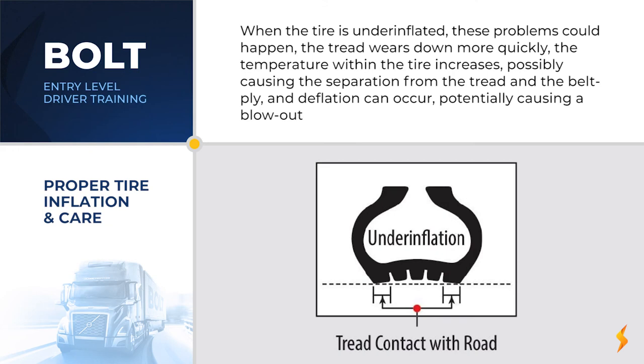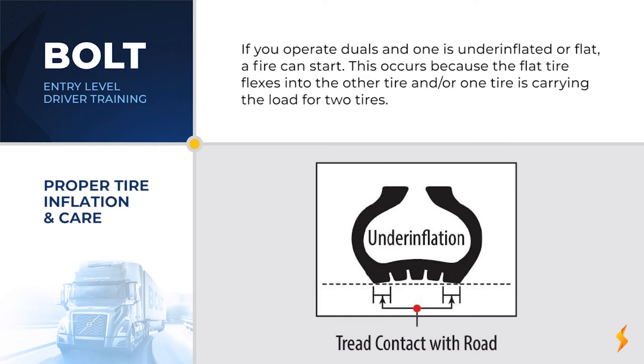When a tire is underinflated, the following can happen. The tread wears down more quickly. The temperature within the tire increases, possibly causing the separation of the tread from the body or belt ply. And deflation can occur, weakening the tire's body cords, potentially causing a blowout. If you operate duals and one is underinflated or flat, a fire can start. This occurs because the flat tire flexes into the other tire and/or the remaining tire is carrying the load intended for two tires.